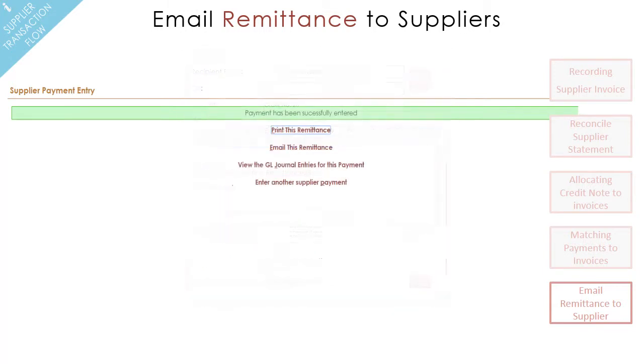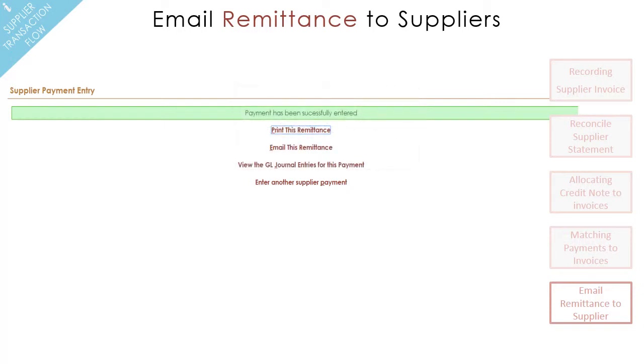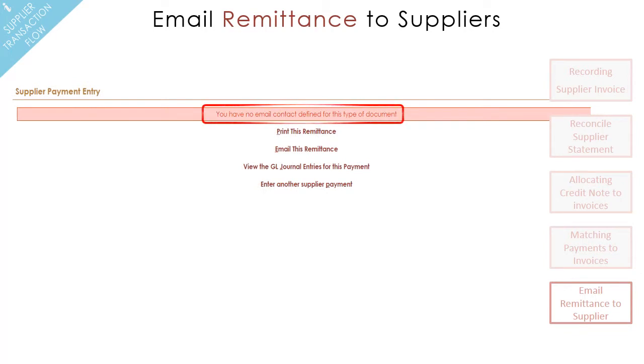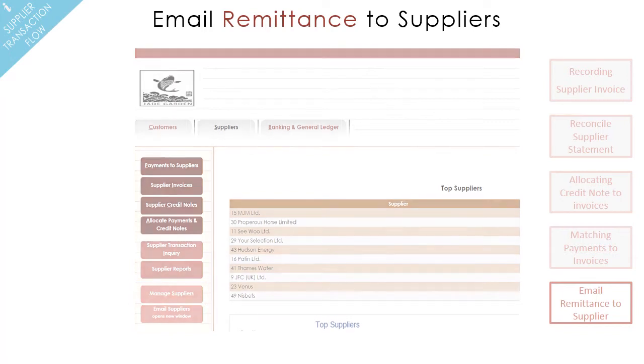A confirmation will be displayed once the remittance has been emailed successfully to the supplier. If the email wasn't sent, it usually means that an email address is not registered for this particular supplier. So please ensure an email address is allocated to each supplier. This can be done via the Manage Suppliers section present in the Suppliers menu.